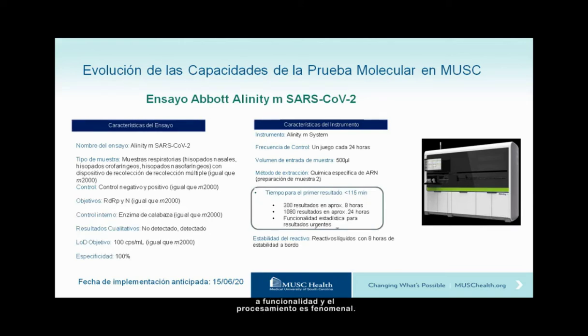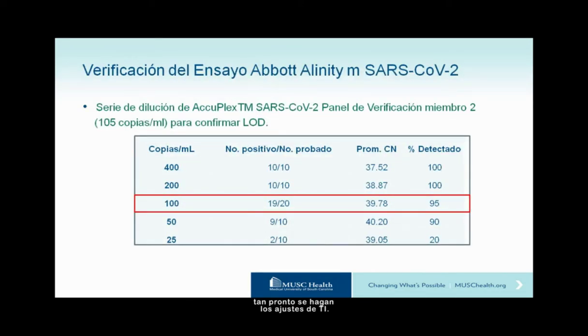But the design of the instrument, the functionality, and the throughput is phenomenal. We expect to get as many results out of a single Alinity M instrument as we do out of all 3 of our M2000s. The analysis time is much shorter. The random access and the stat functionality will help us with those demands for urgent results. There are a lot of other good things about it, and we're quite pleased to have it and hope to go live with it this Friday, as soon as we get some of the IT issues squared away. Again, the data I'm going to share with you is very preliminary.